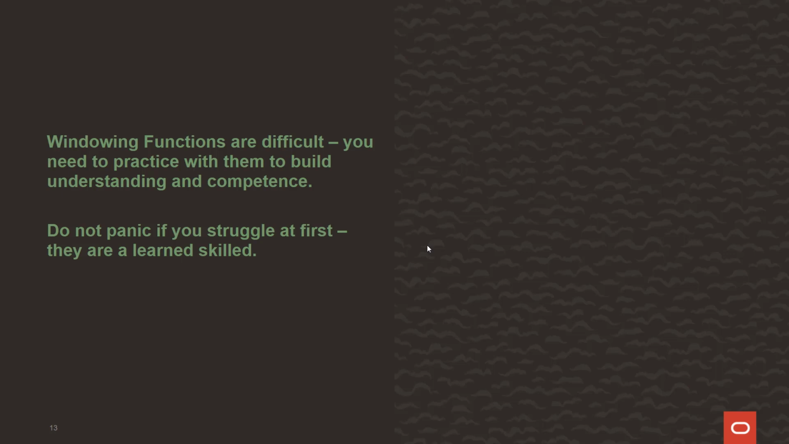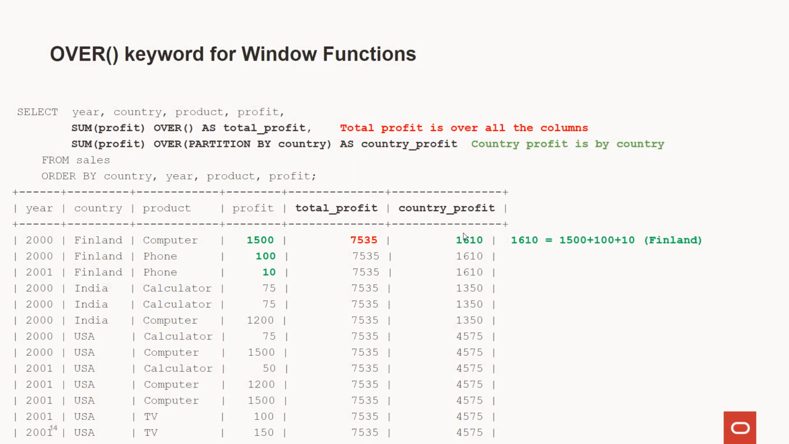So, windowing functions, let me warn you again, they are difficult. You have to practice with them. If you really want to build competence and understanding, you need to work with them for a while. And if you panic at first, don't worry about it. They are a learned skill. It's not like learning how to play a violin, where you actually need some innate talent to do it. This just takes a lot of sticking to it and working through it.